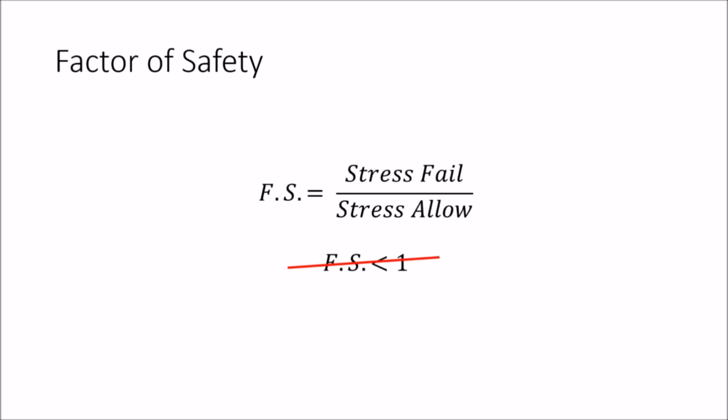So this is the equation for the factor of safety, where the factor of safety is equal to the stress that the material will fail at over the allowable stress that you wish to achieve.